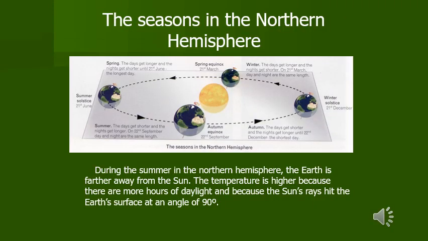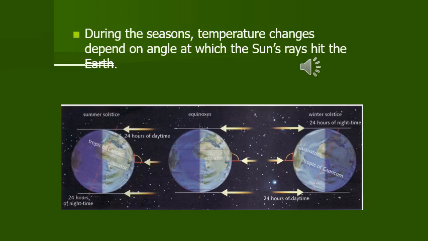Children, observe this picture here. This is seasons in the northern hemisphere. During the summer in the northern hemisphere, the earth is far away from the sun. The temperature is higher because there are more hours of daylight and because the sun's rays hit the earth's surface at an angle of 90 degrees. During the seasons, temperature changes depend on the angle at which the sun's rays hit the earth.